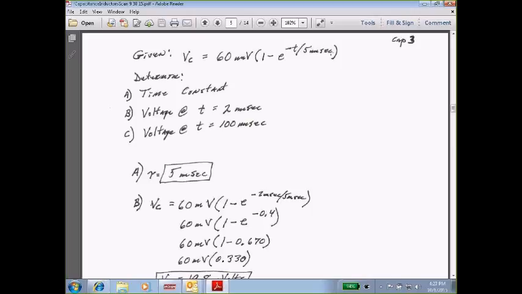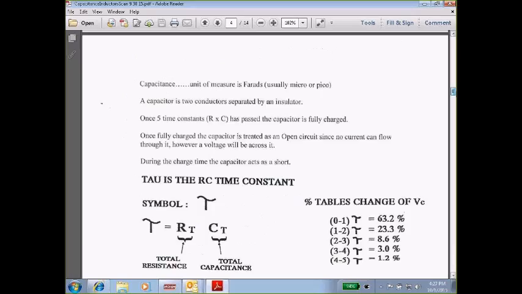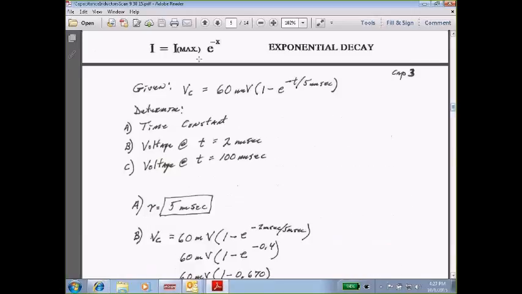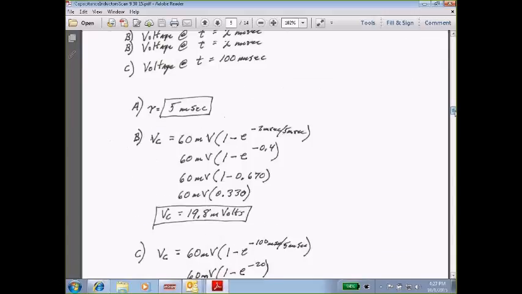Well, at 5 time constants, that'd be 25 milliseconds, it is considered fully charged. So I know this one should work out to be fully charged, and we'll check that out in a minute. And up here, in 5 milliseconds, which would be the first time constant, it should be about 63.2% of the applied voltage. But this is less than 1 time constant, since we're only dealing with 2 milliseconds. So let's see what we come up with.